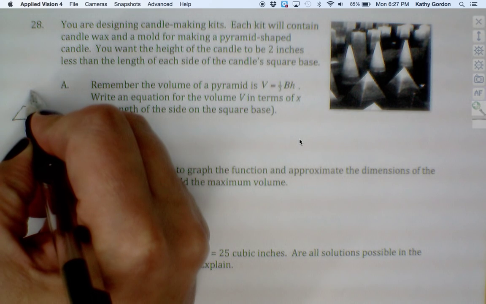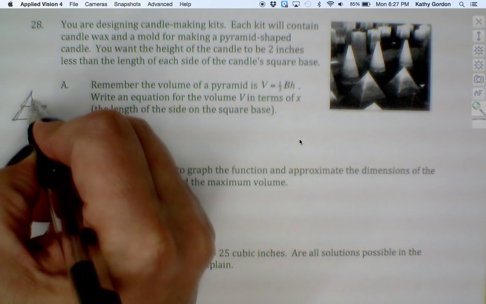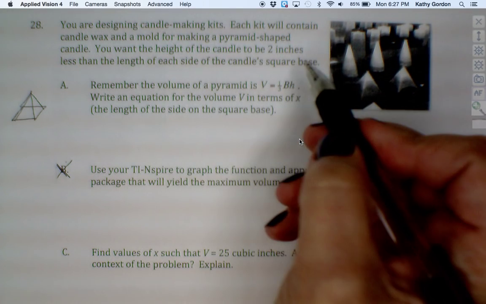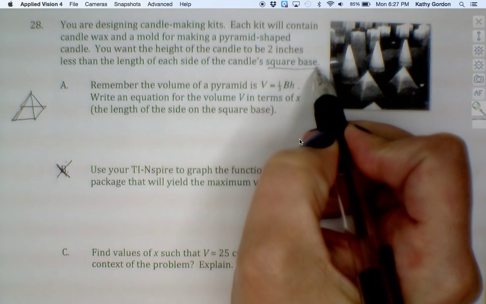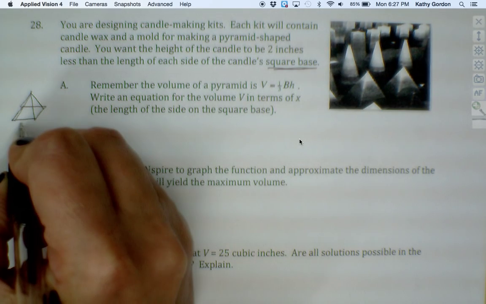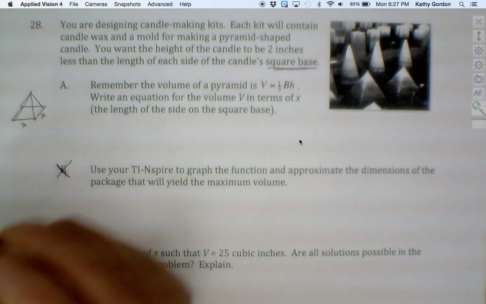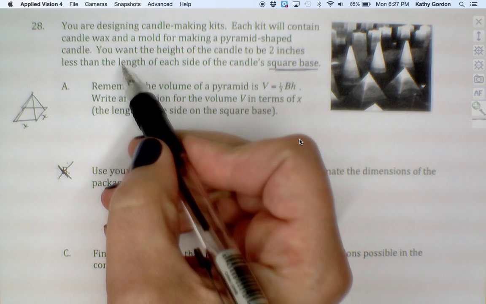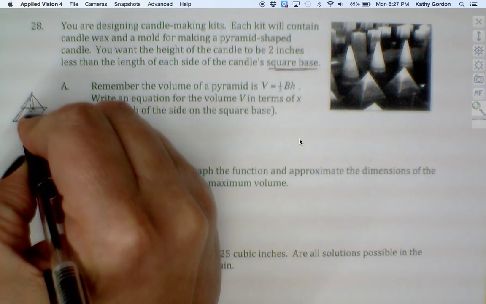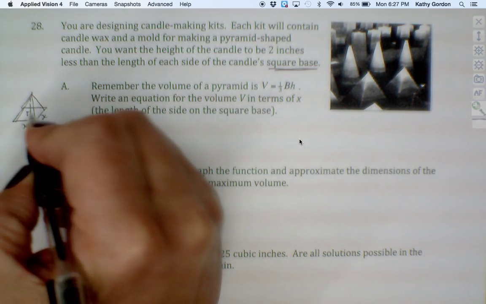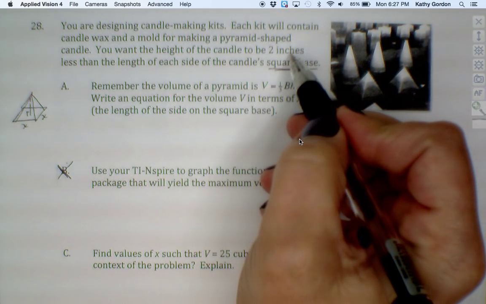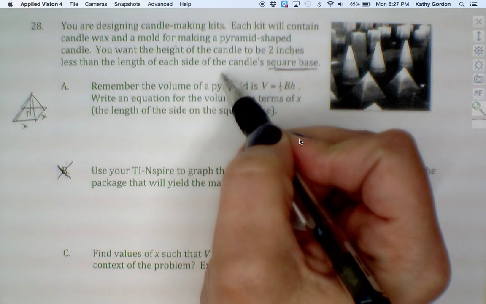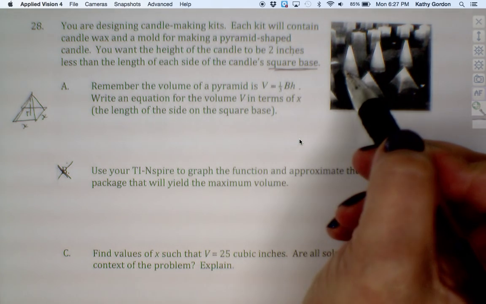Okay, so we know we've got something that looks something like this. We know that we have a square base, so whatever this side is, this side is. We know that we have a height, and that we want this height to be 2 inches less than the length of the side of the candle's square base.